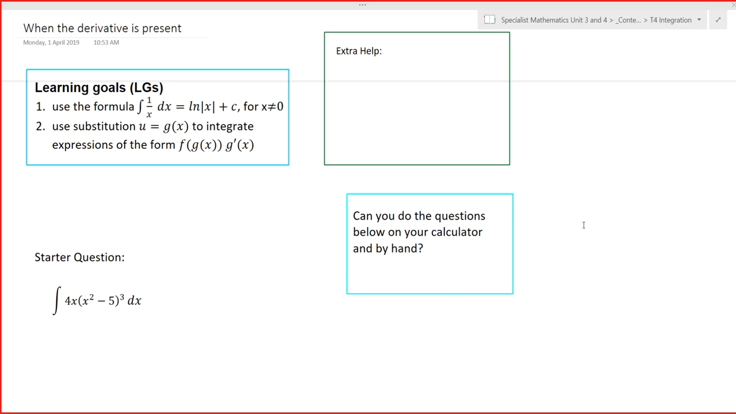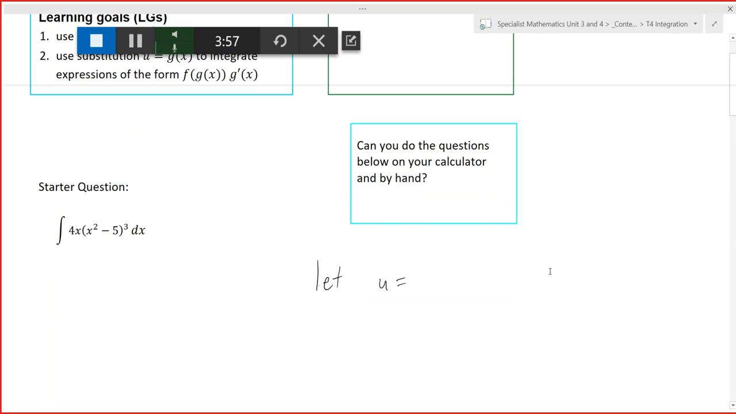So today we're continuing integration and derivatives. Yay! So a couple of learning goals. We're going to practice using this rule again. And we're also going to do this thing here. What to do on this one?